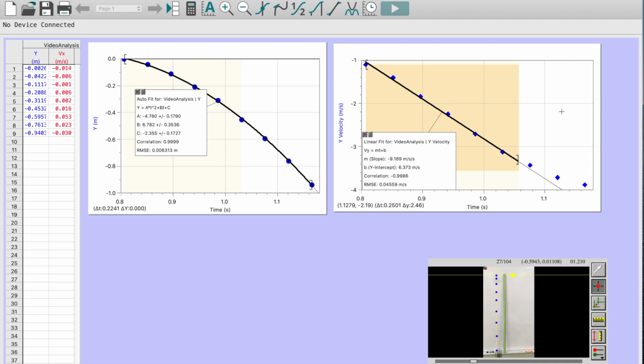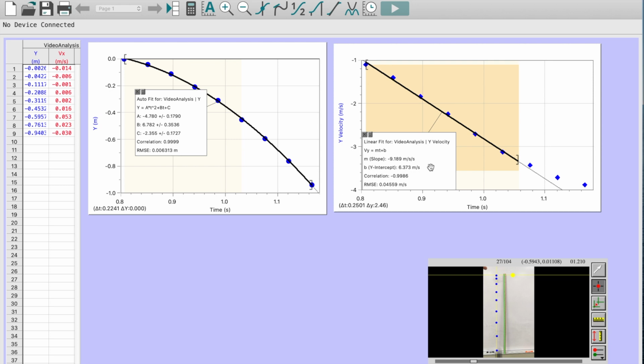So right now, I have a slope for a speed graph. The slope of a speed graph is acceleration. And in this case, my acceleration is negative 9.2 meters per second squared. That's pretty good because we know that gravity has a value of negative 9.8 meters per second squared. And so I've got about 10 or 11% error, which is not bad for real data. I also have a Y-intercept of 6.3 meters per second.